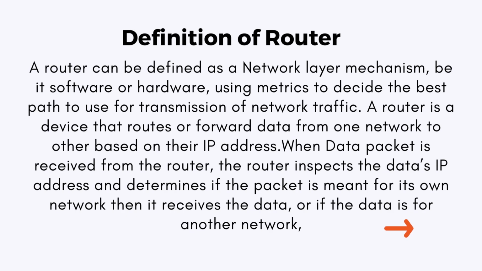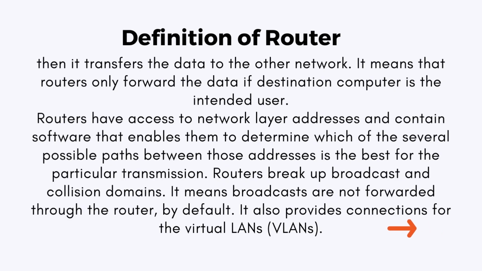When a data packet is received, the router inspects the data's IP address and determines if the packet is meant for its own network. Then it receives the data, or if the data is for another network, then it transfers the data to the other network. It means that routers only forward the data if the destination computer is the intended user.